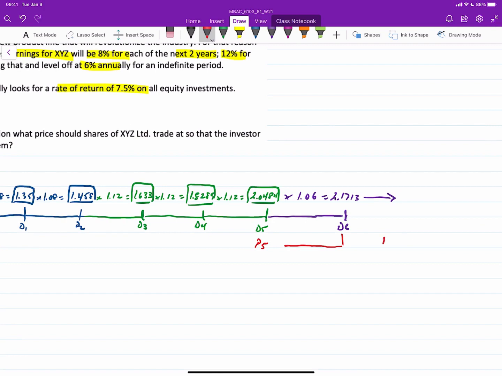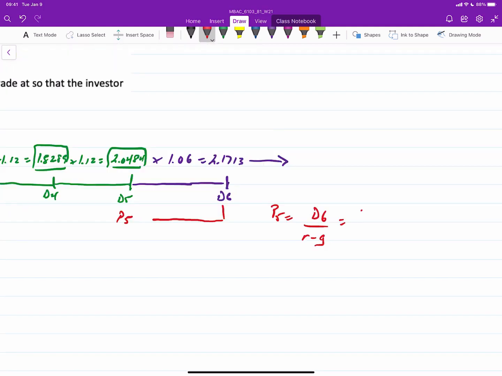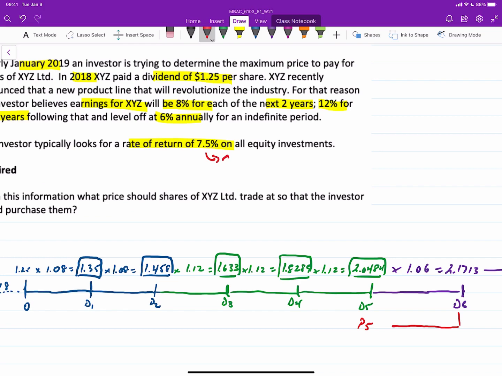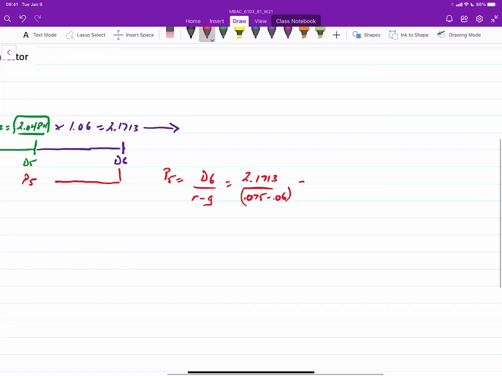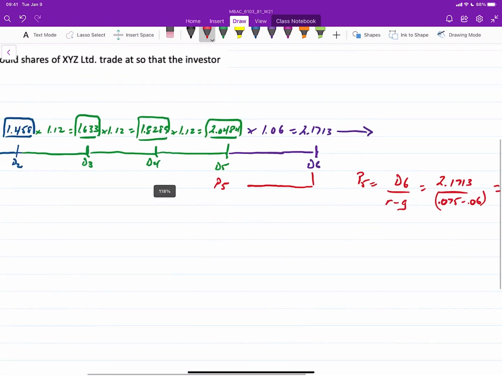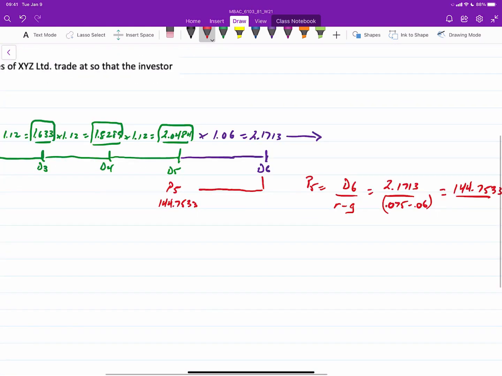In this case, P5 is equal to D6 divided by R minus G. The dividend at D6 is 2.1713 divided by 0.075 minus 0.06. If you look in the problem, 7.5 is R and G is the growth rate. This will give us a value of the share with a perpetual growing dividend of 144.7533. So this would then be added to the fifth year, and we would add these together.